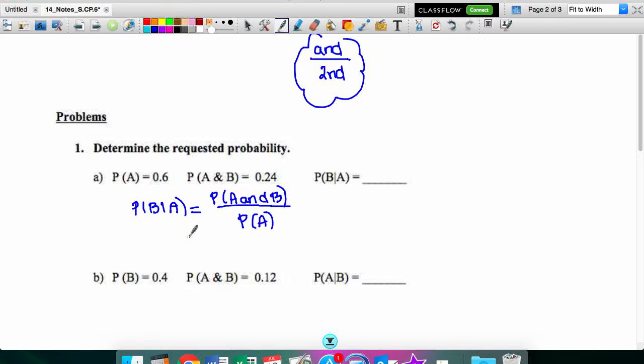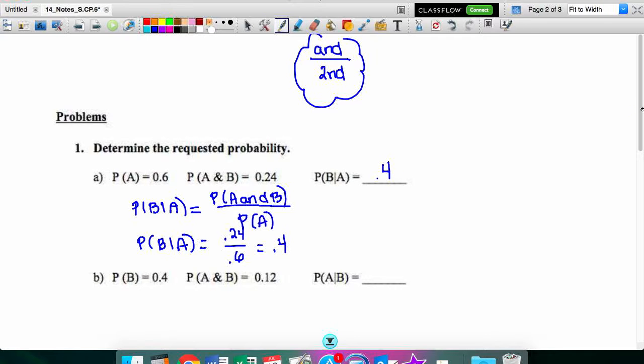Now, let's plug in what we know. We don't know the given or conditional probability. We do know the probability of A and B is 0.24. And we do know the probability of A is 0.6, so we fill in those pieces. Now you can see what we want, the probability of B given A, is simply 0.24 divided by 0.6. If you calculate this, you'll get the probability that you desire, which is 0.4. And that's our answer.